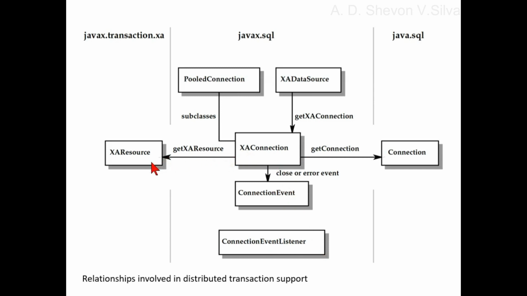XAResource is in the javax.transaction.xa package. Here the Connection is connected to ConnectionEvent via close or error event. You can see here ConnectionEventListener. Here XAConnection is connected to Connection via getConnection. Connection is in the package java.sql.